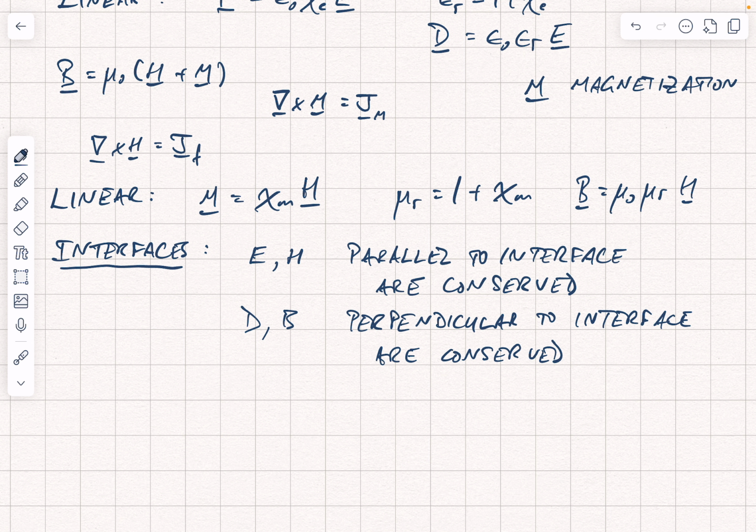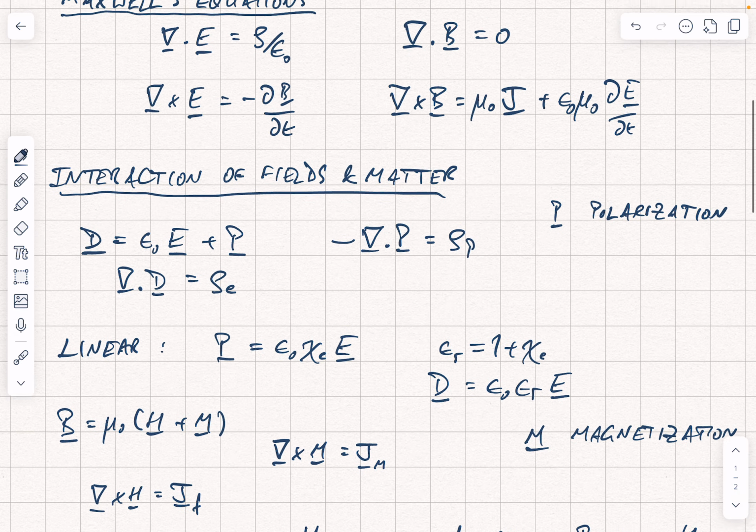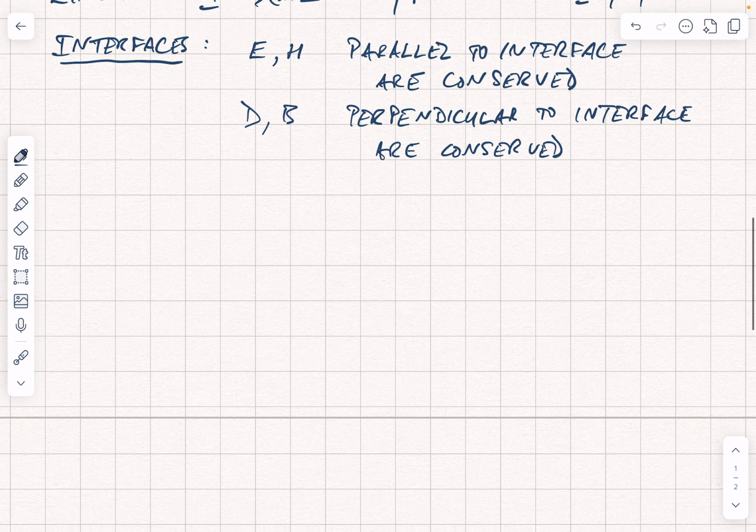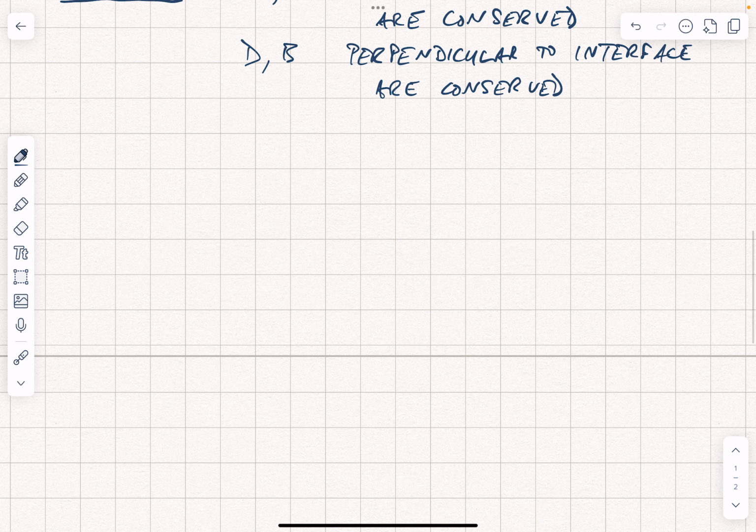Now let's come back to the question of how we solve for the fields. I've talked about how we think about materials. How do we solve for the fields? One very common approach for solving for the fields is to use potentials. Now in using potentials we note the following.